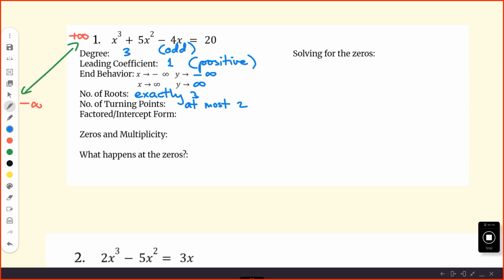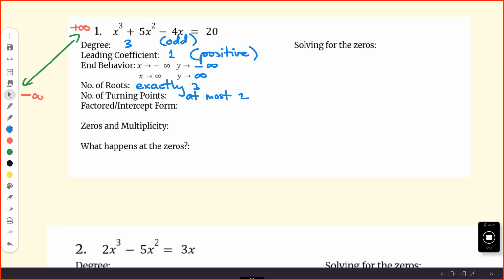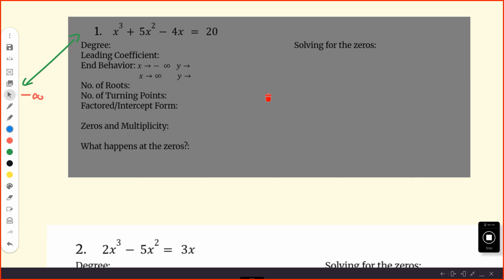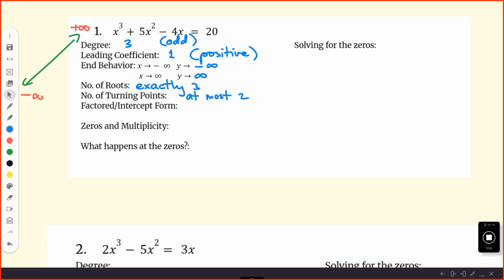How do we get 2? Just subtract 1 from the degree. And then at most 2, because you can also have maybe 1 or 2, but it cannot be more than 2. And for this part, this is the solving part, right? We're going to factor this so that we can write it in the factor intercept form. Because in yesterday's lesson, you were given the factor intercept form directly, so it's easier to write the zeros and multiplicity. But this one is not. It is in standard form, so we're going to solve that on this side.